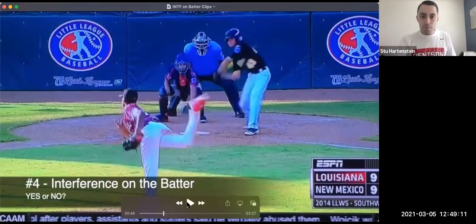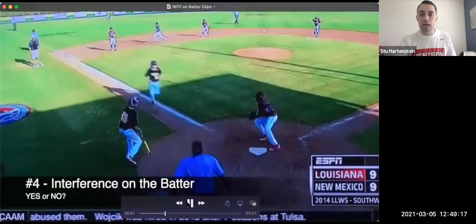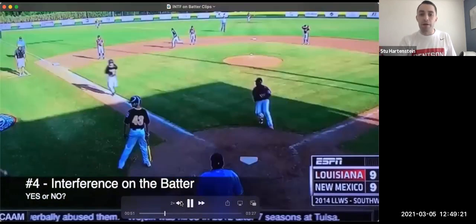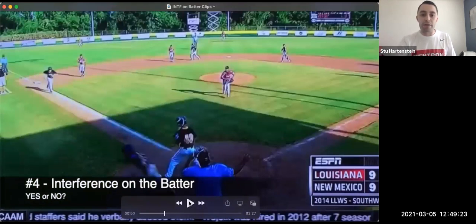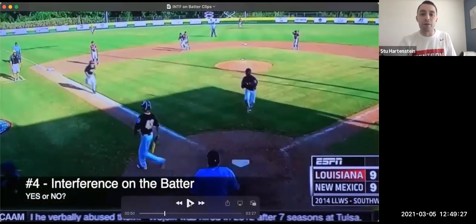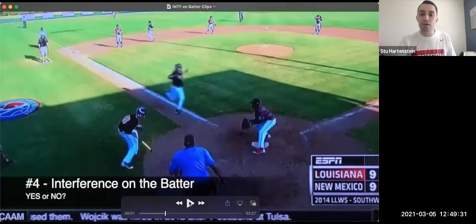All right, interference on the batter, yes or no? Ball in the dirt, goes to the backstop, runner at third, trying to come in to score. And before we get into deciding whether or not this is interference, I want to take a quick pause here and talk about one of our focal points this year, and that's proper use of eyes. Everybody take a look at your plate umpire. Where are his eyes right now?